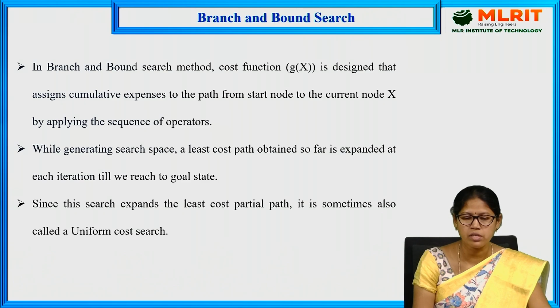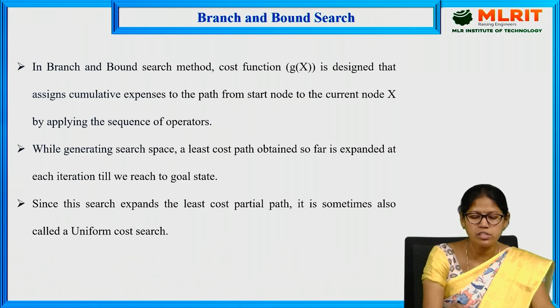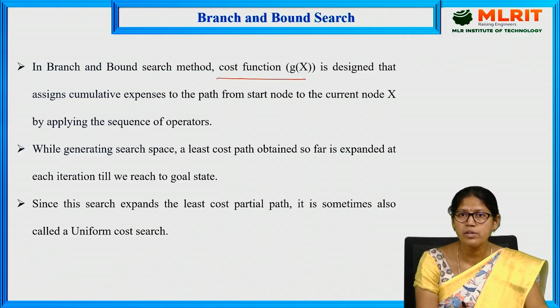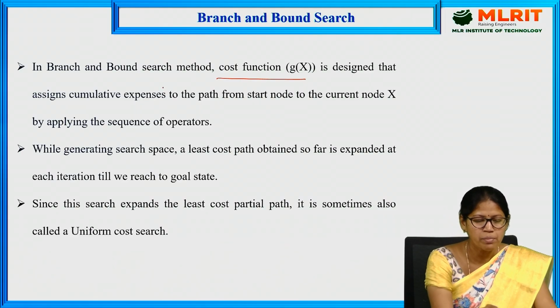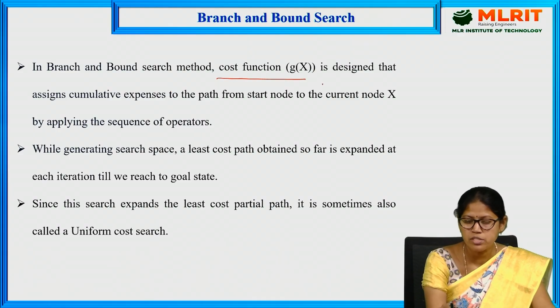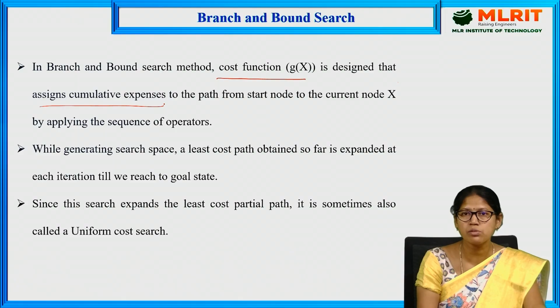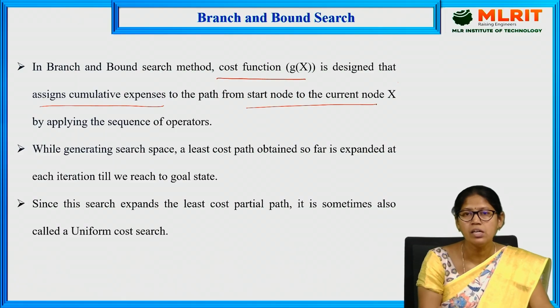Branch and bound search. In the branch and bound search, there is a cost function. We already discussed that there will be a heuristic function or heuristic value, meaning prior information about the problem solving, some information to solve the problem. So in the branch and bound search method, a cost function is designed that assigns a cumulative expense to the path from the start node to the current node.